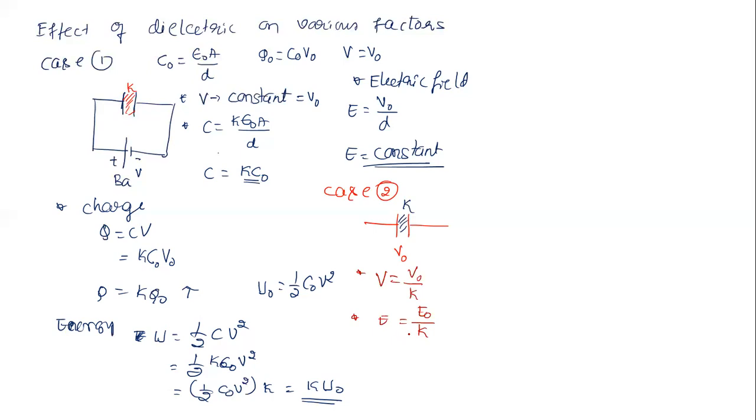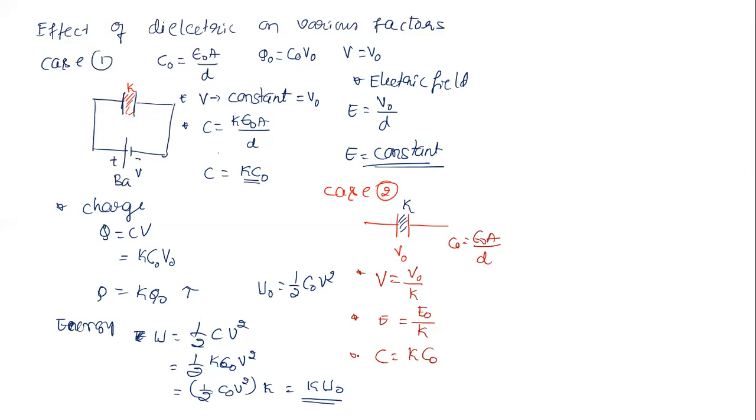Sir, what will happen to capacitance? The capacitance will remain constant. Now, no. In this case also, the capacitance is going to increase by K times. Means capacitance is going to increase again by K times of C naught, where C naught is epsilon naught A by D.